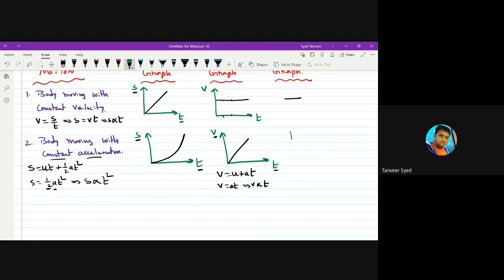Next, acceleration time graph. Acceleration on y-axis, time on x-axis. How is the acceleration? It is constant. Acceleration is constant with time. It is not changing. At any instant of time, acceleration is the same. So the graph will be like this. Third situation.